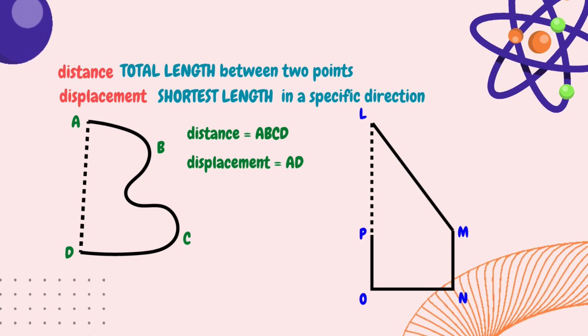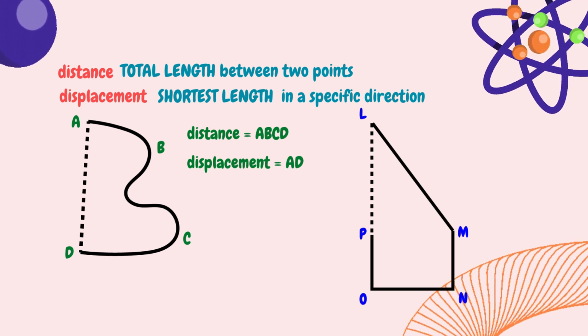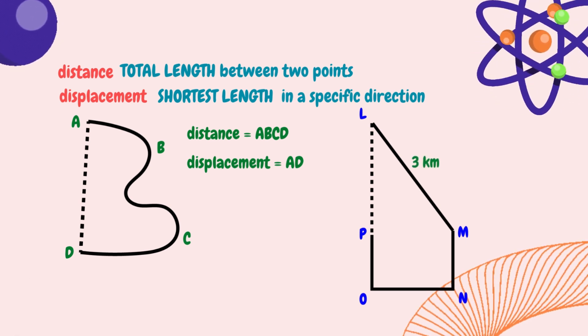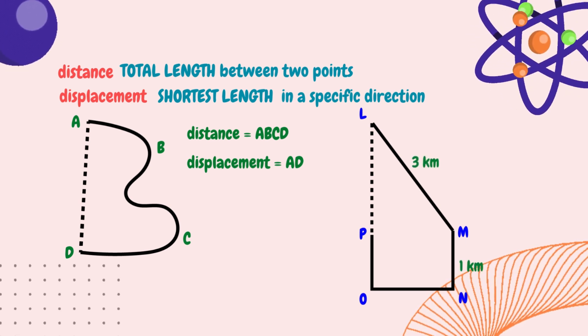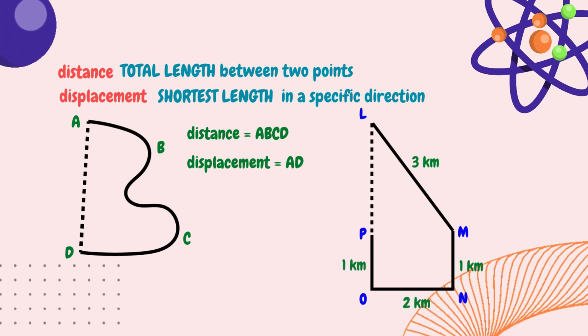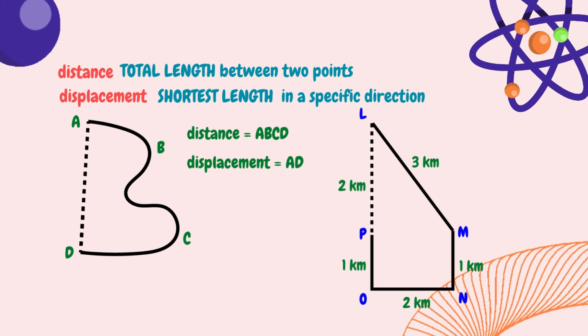To illustrate, a car moves from point L through M, N, O to point P. The length between L to M is 3 kilometers, between M and N is 1 kilometer, between N and O is 2 kilometers, and between O and P is 1 kilometer. The length between L and P is 2 kilometers.